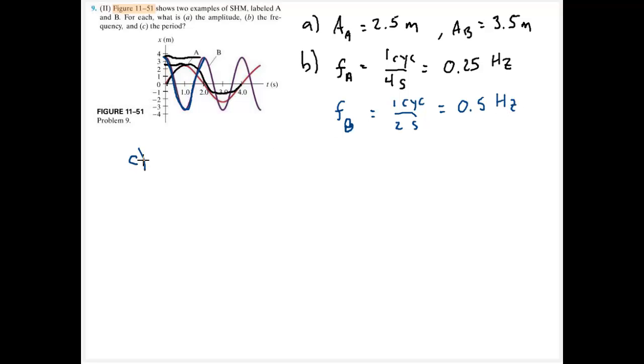Lastly, for C, the period, how long does it take the object to undergo one full cycle? That's going to be 1 divided by the frequency, so we could just go ahead and calculate it if we wanted to. Or we can simply say again, for A it's going to be 4 seconds. So the period of A is going to be 4 seconds. And the period for B, the time to go one full cycle, is going to be equal to 2 seconds. And there we have it.